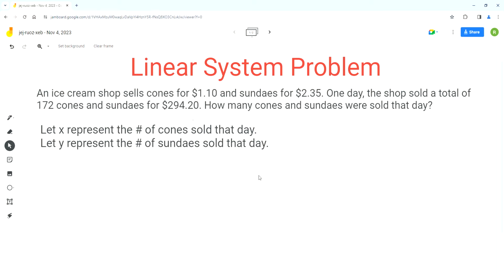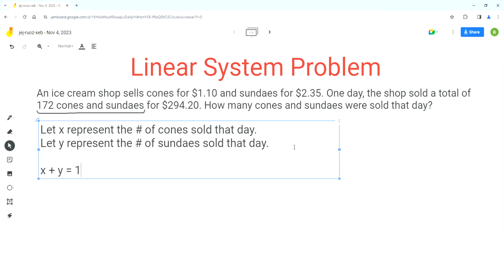Now we are given that that day the shop sold a total of 172 cones and sundaes. So our first equation is that the sum of the variables x and y should be equal to 172. So x plus y equals 172.